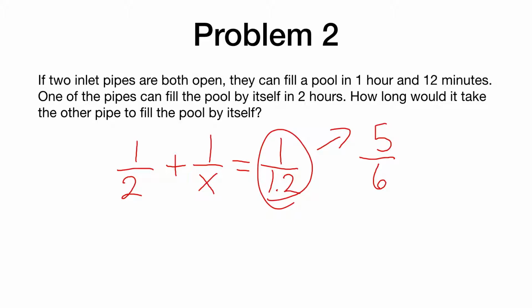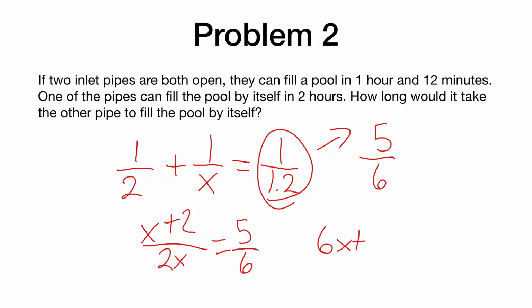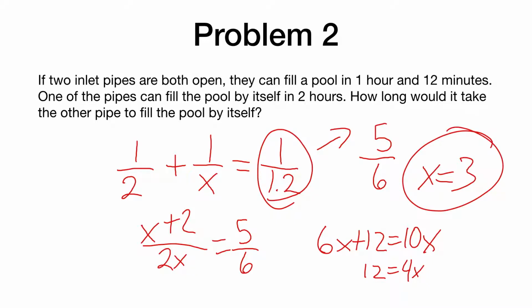Now that we know that, let's talk about our other side. Our least common denominator between 2 and x is 2x. So that means this becomes x on top. The other side becomes 2. x over 2x plus 2 over 2x equals 5 over 6. Then I just cross multiply. 6x plus 12 equals 10x. At which point, subtract the 6x. 12 equals 4x. x equals 3 hours. It should take 3 hours.